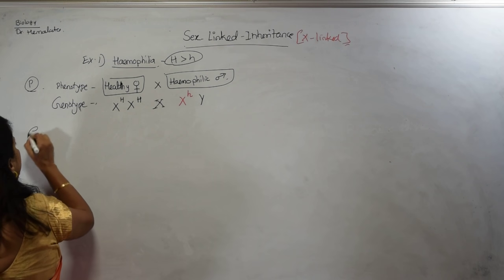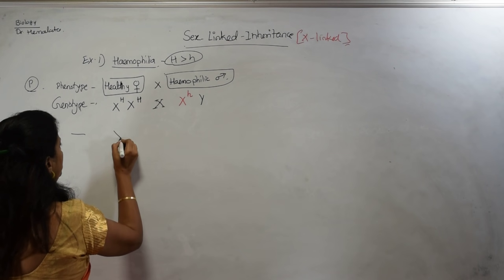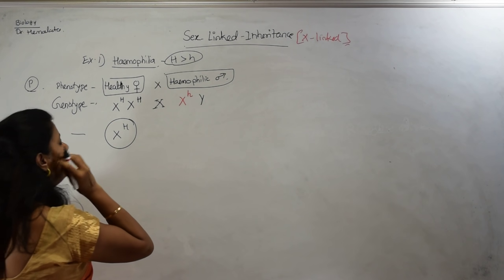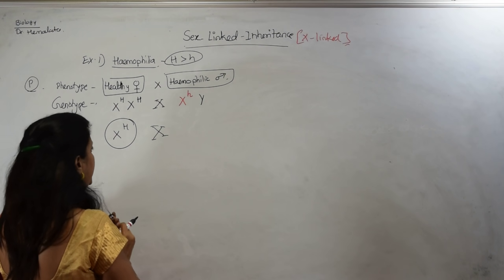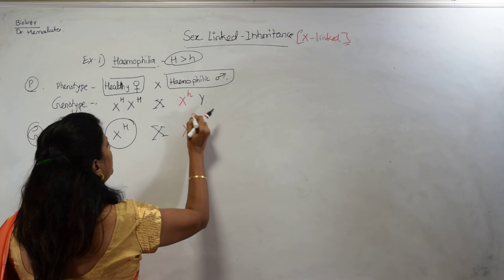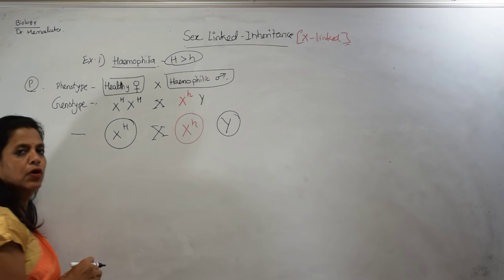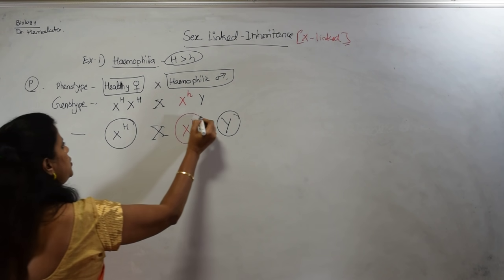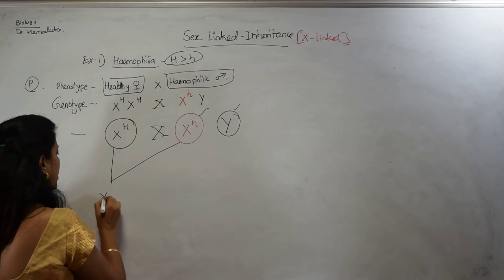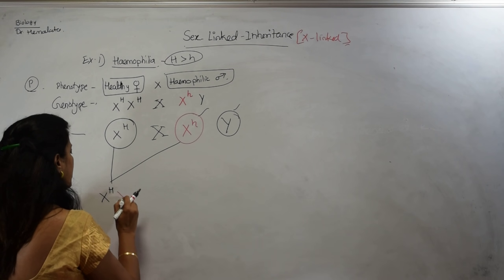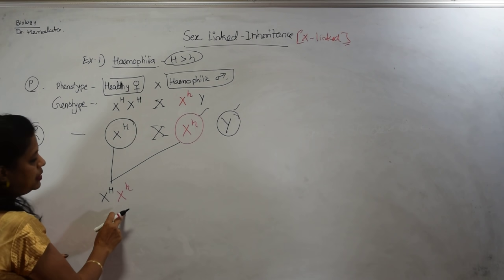Now, while writing the gametic generation, as females are homozygous, they produce a single type of gamete, X with capital H, circle line, right? Then crossed with the gametes of males, which I am writing now. X small h will segregate from Y. This is the Y chromosome. These are the sperms. If this sperm fertilizes the egg, then it will be X capital H, and the other one X small h. Just to distinguish, I am writing this one in red color.